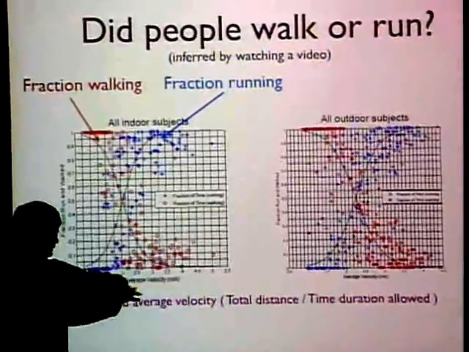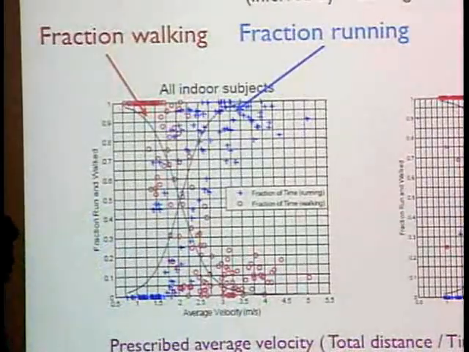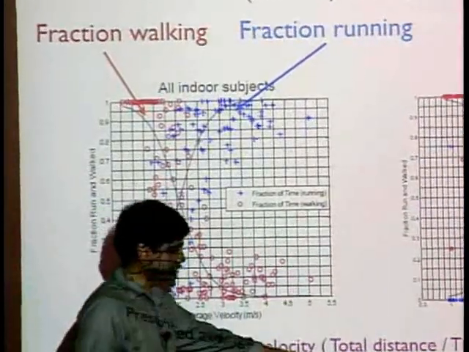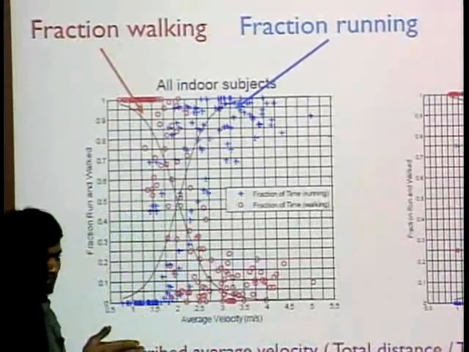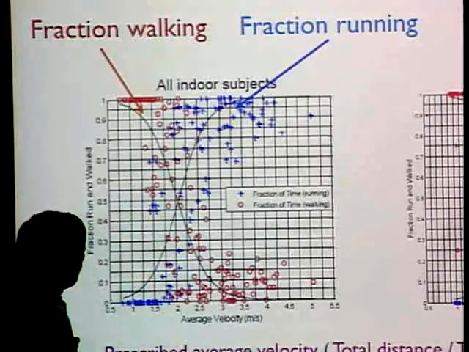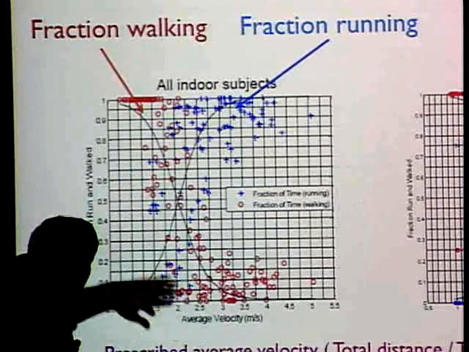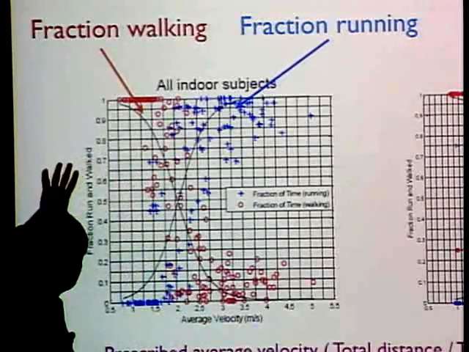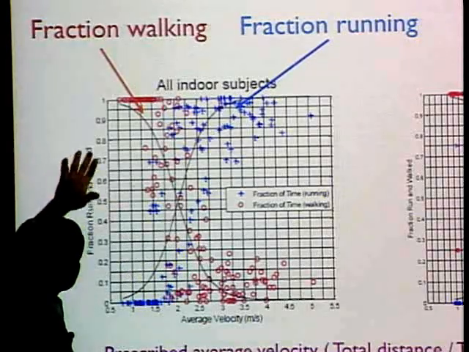So the x-axis is the average velocity that you essentially prescribe. The total distance is prescribed, the total time is prescribed, so we are prescribing the average velocity, which is total distance divided by total time. That's the x-axis. The y-axis is the fraction of running or walking.